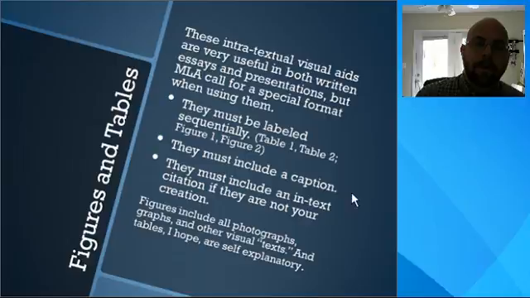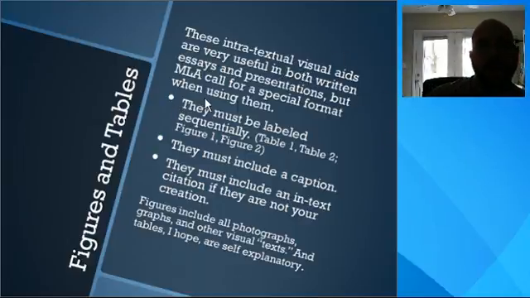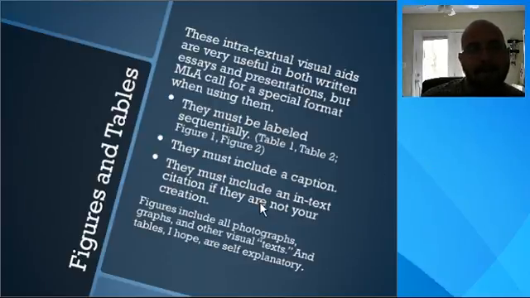When you're writing with MLA style, you use intertextual visual aids, which you're asked to do in your paper. You want to label them sequentially: table 1, table 2 if it's a table, figure 1, figure 2 if it's a picture. They must include a caption. It doesn't have to be a fancy caption with a nice name. It's just figure 1, what is it? That way, if the caption gets lost, then you can find where it goes. And if the picture is not very clear, they can look at the title, what you've called it, and they can see.